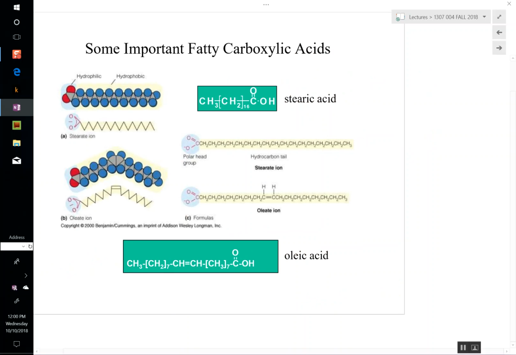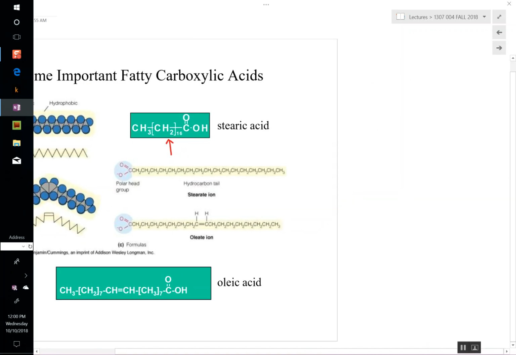Okay, so this here, there are 16 of these CH2s in there. So it's 18 carbons long. Both of these are 18 carbons long. So let me try to draw this here. There's 1, 2, 3, 4, 5, 6, 7, 8, 9, 10, 11, 12.